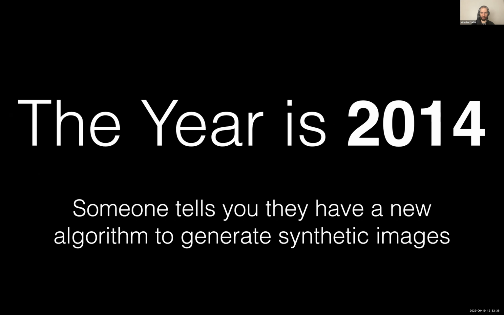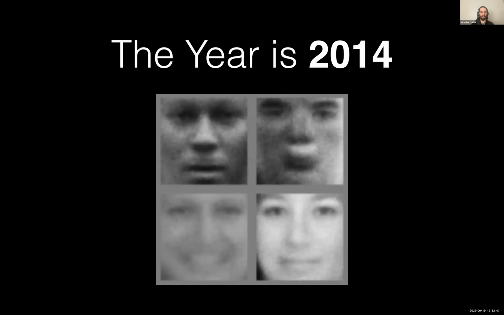For example, let's go back in time to the year 2014, and suppose that someone tells you they have an algorithm to generate synthetic images. What they'll be showing you are images that look like this. This is from the GAN paper from Goodfellow. They kind of look like faces if you squint a little bit. They're really low resolution black and white images that more or less resemble a human face. But they're pretty bad.